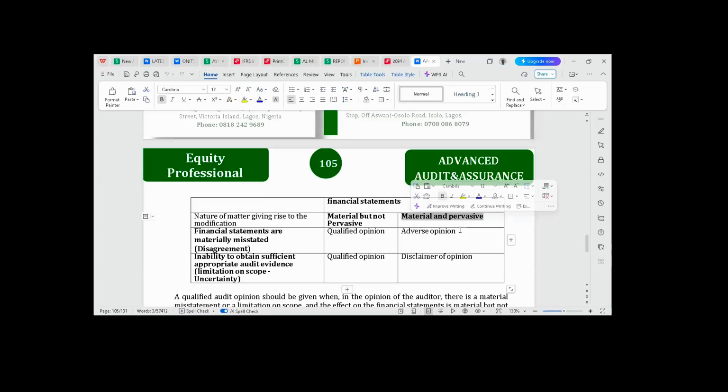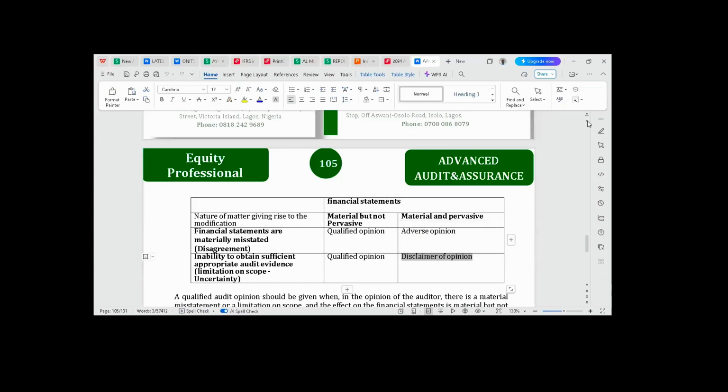But when you now have the limitation not only on inventory, it affected revenue, assets, liabilities, expenses, it spread everywhere, the auditor will issue a disclaimer of opinion. What does that mean? It means that the auditor will not be able to form an opinion. Why? Because the auditor does not have access to necessary information, or sufficient and appropriate audit evidence. I hope that is clear.